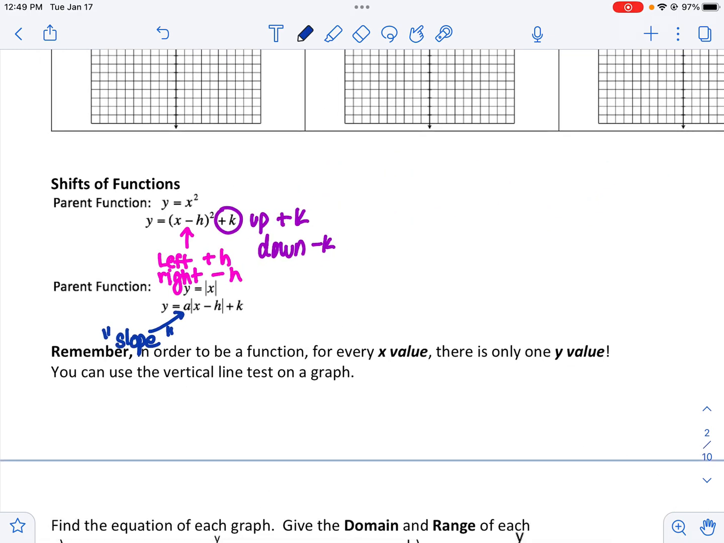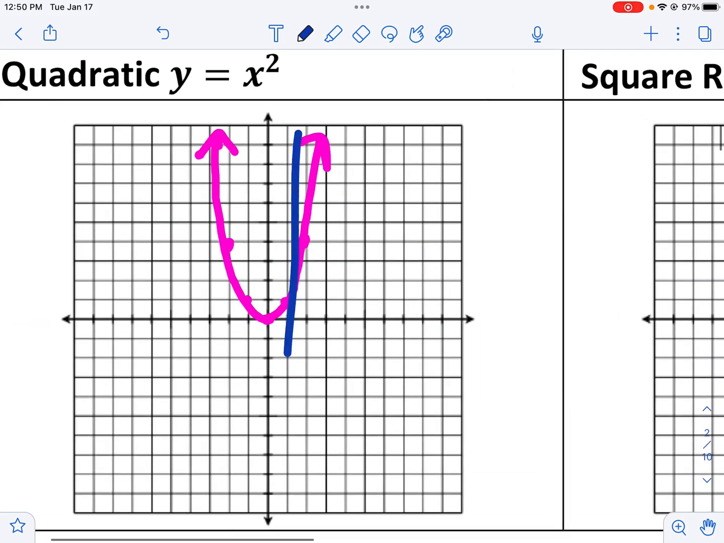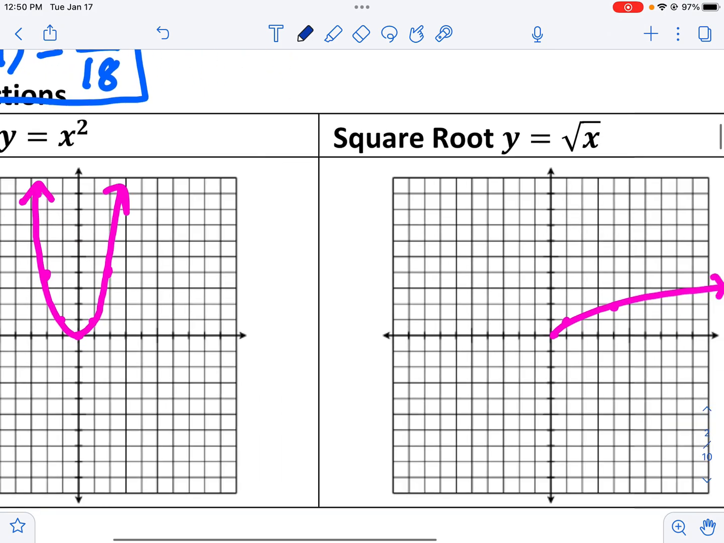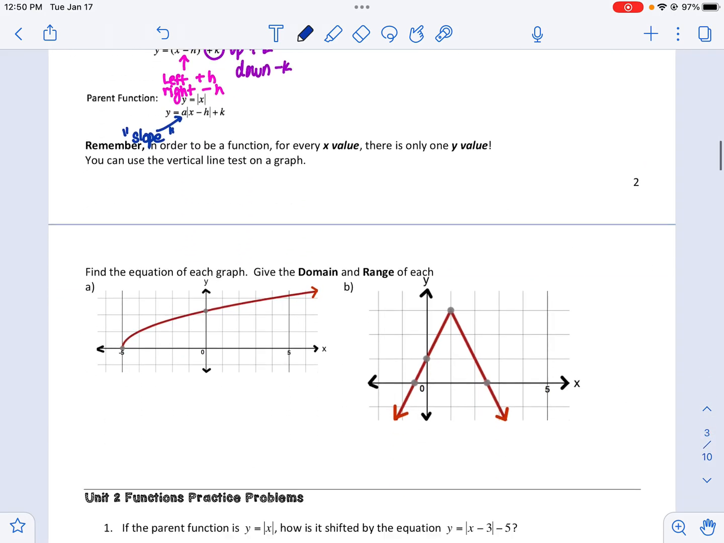It says, remember, in order to be a function, for every x value, so this is the definition, there's only one y value. You can use the vertical line test to see if something is a function or not. Each of these is a function because for every x value, there's only one answer on the graph. So we can see that these are all functions. The vertical line test helps you determine if something is a function or not.